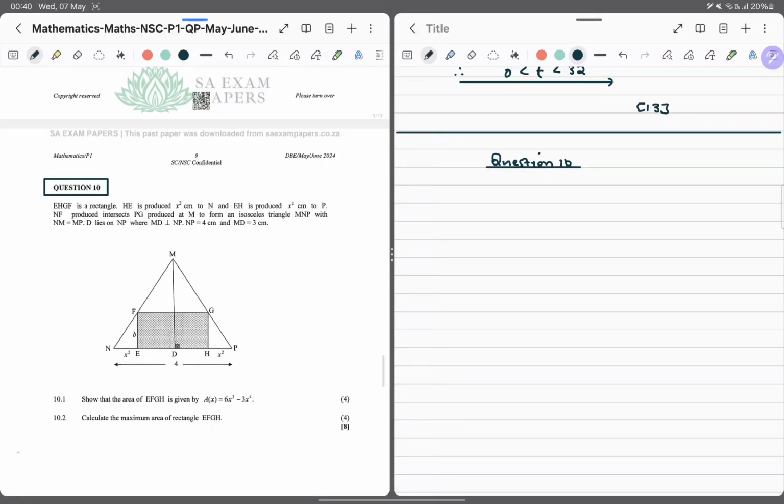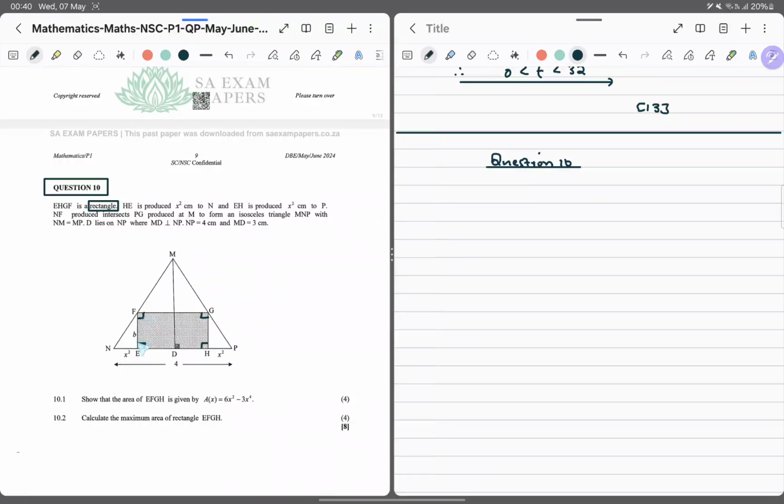Alright, question 10. Given the information that EHGF, in that order, is a rectangle. What is a rectangle? All four corners are right angles. Number one.